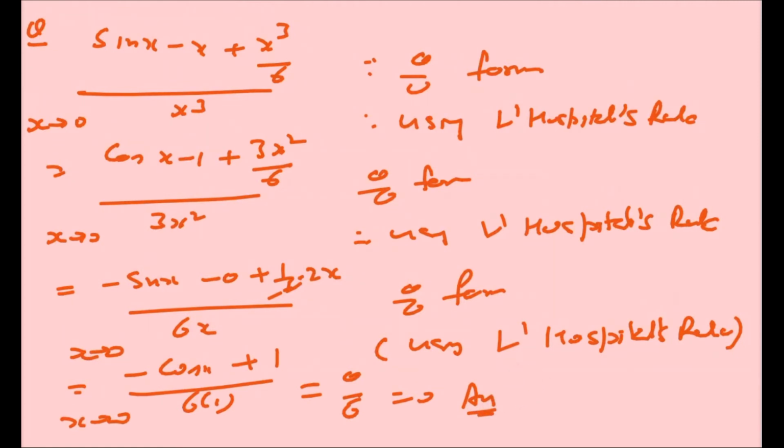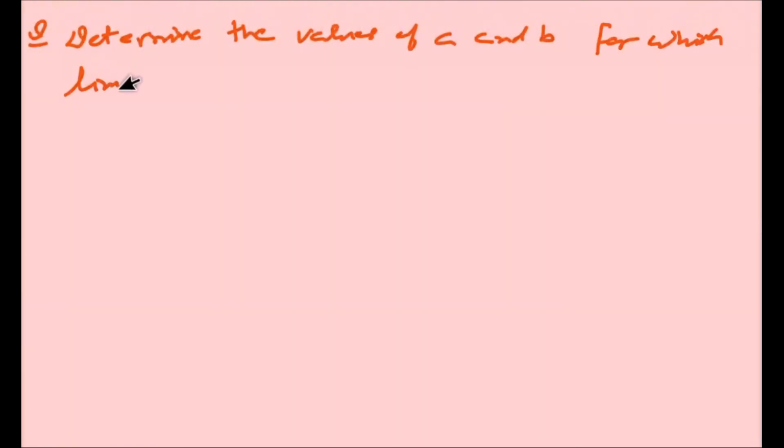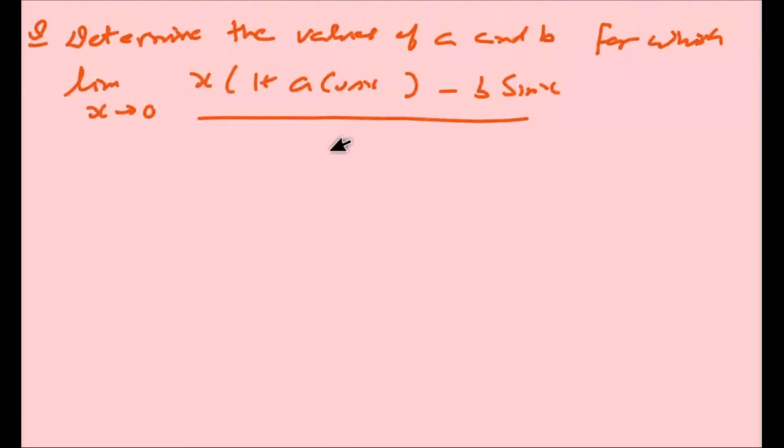Okay student, are you understanding the topic? Now one more question. Determine the values of a and b for which the limit, as x tends towards 0, of (x(1 plus a cos x) minus b sin x) upon x cube equals 1. We have to find the values of a and b.